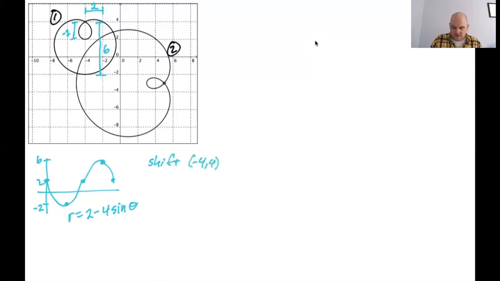So let's write this equation. x, y equals -4, 4 plus our r, which is 2 minus 4 sine theta, and then plus 2 minus 4 sine theta. And you never want to forget that cosine and sine. So cosine, that's what makes it the parametric thing you're looking for. Sine theta. Whew. All right, one more.